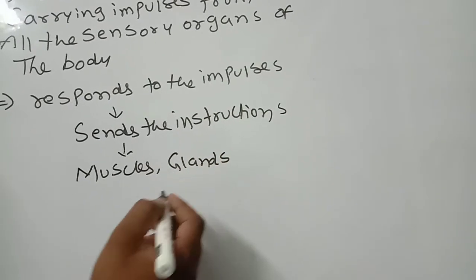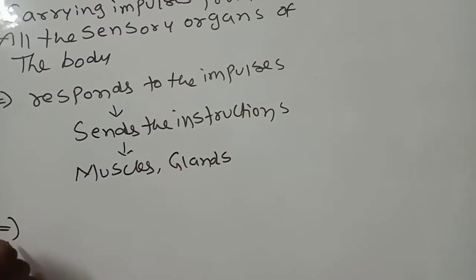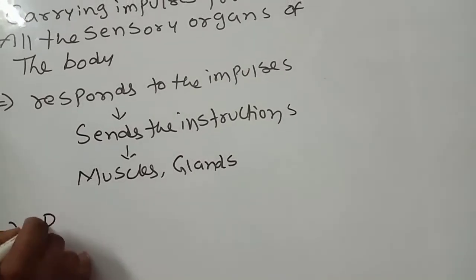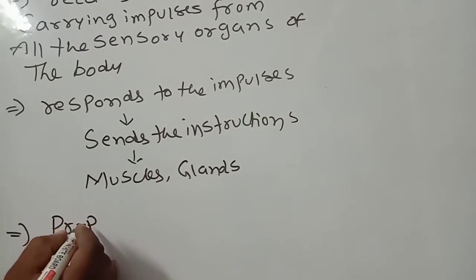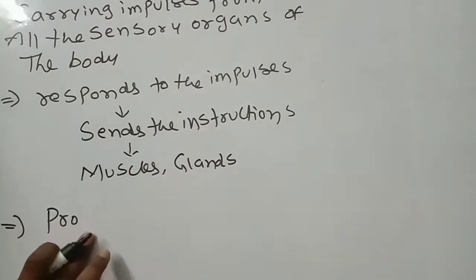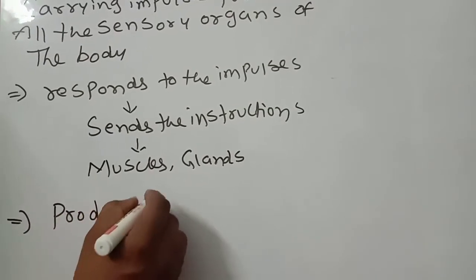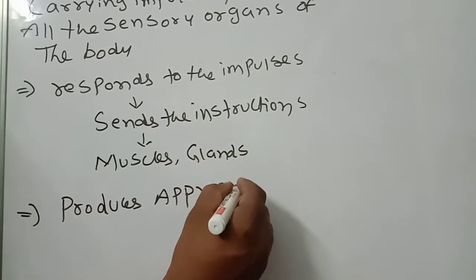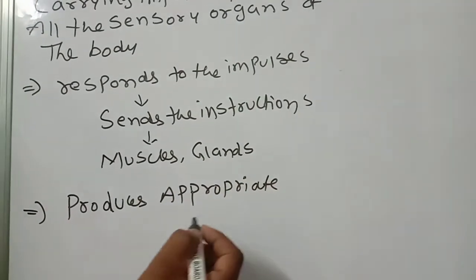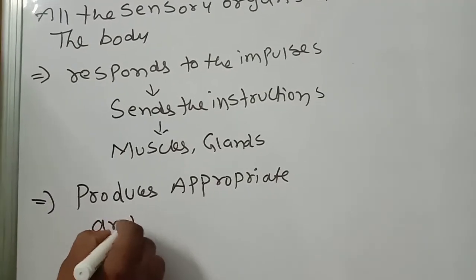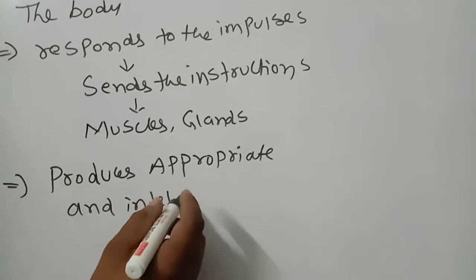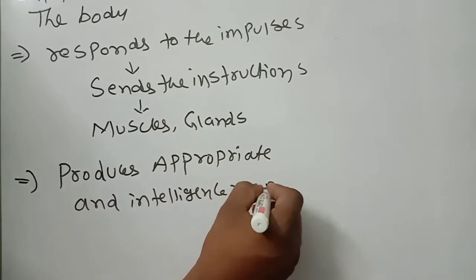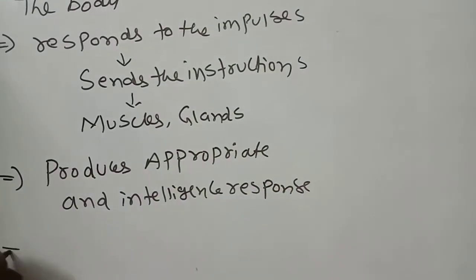This point also I should remember. Next, this one: produces the appropriate intelligent response. The brain produces, very very important, an appropriate and intelligent response. That is also done by the brain.